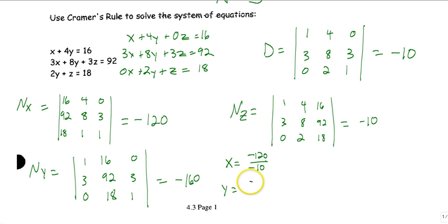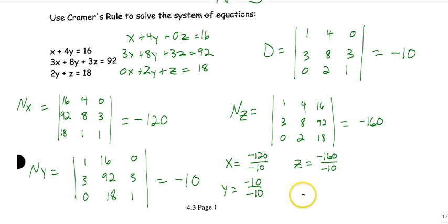Y is equal to n sub y. Oh, you know what? I actually messed those up. You should get negative 160 for n sub z and negative 10 for n sub y, which will then change this to negative 10 over negative 10. And z would then be the negative 160 over negative 10. Okay? Sorry about that. Those are flipped.